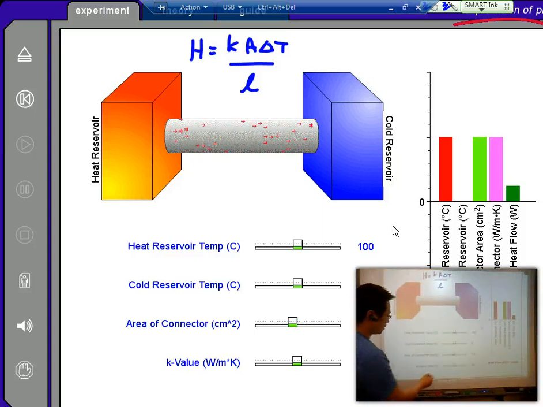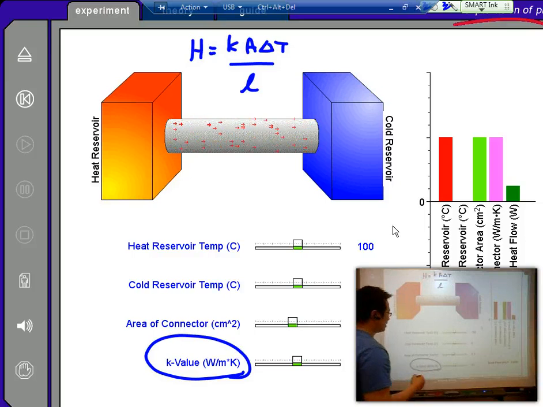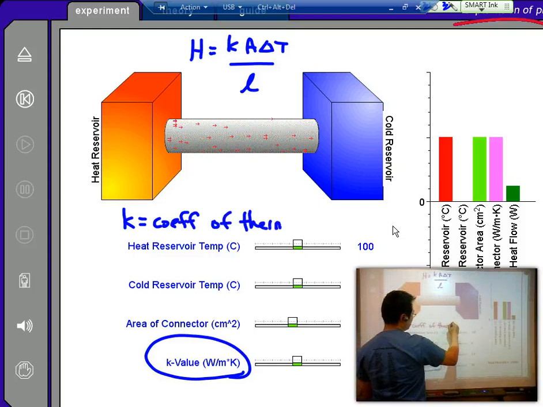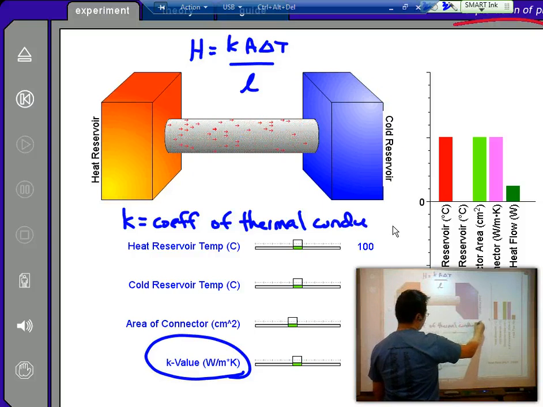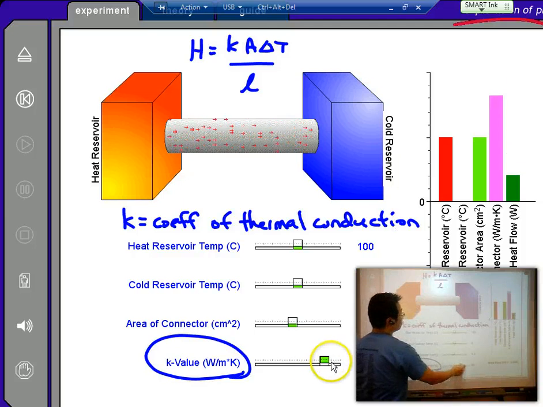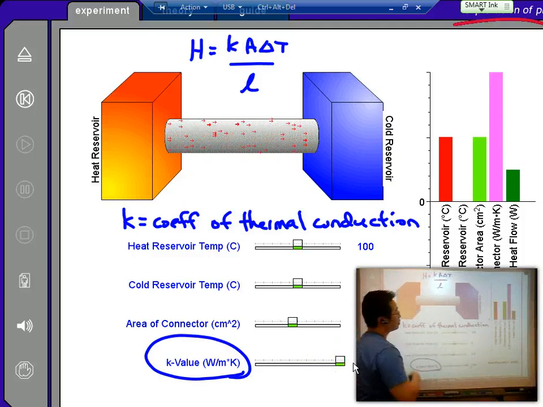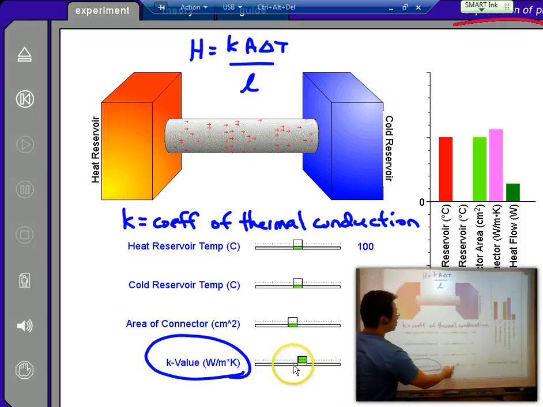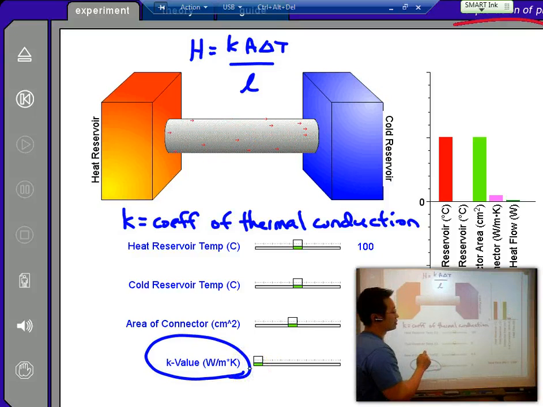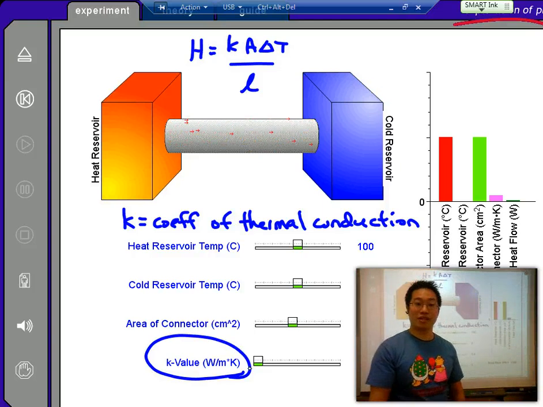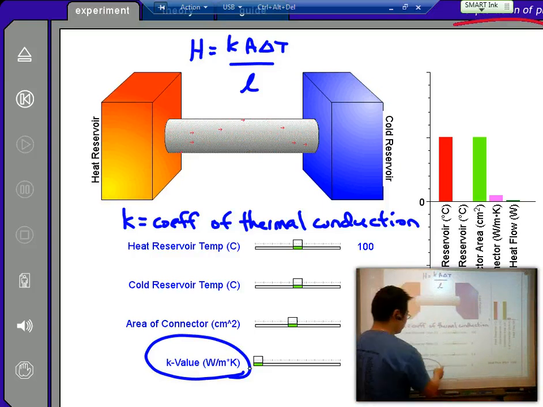K, as you can see over here, is the coefficient of thermal conduction, meaning if you have a higher K, it's going to transfer heat much more quickly, as you can see through the number of arrows going through the tube. If you have a smaller K, heat transfers a lot slower. So metals usually have a very high coefficient, and plastics or other insulators will have a very low coefficient.